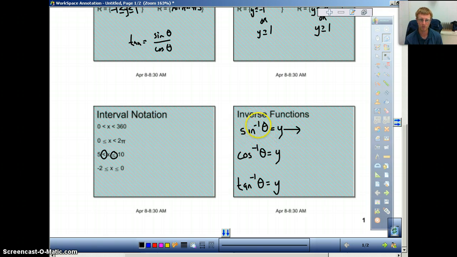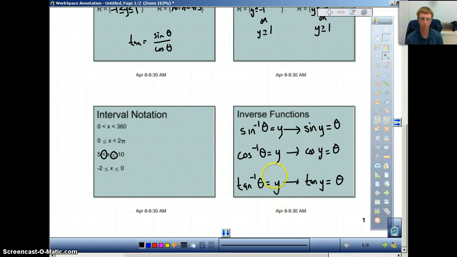What this means is that if you have the inverse sine of theta equals y, then we would rewrite this as the sine of y equals theta. This one, cosine of y equals theta, and this one, tangent of y equals theta. What does that mean? Well, whenever we're given an inverse of something, we can figure out what the theta is by just simply taking the inverse of it. So inverse tangent of theta equals y.